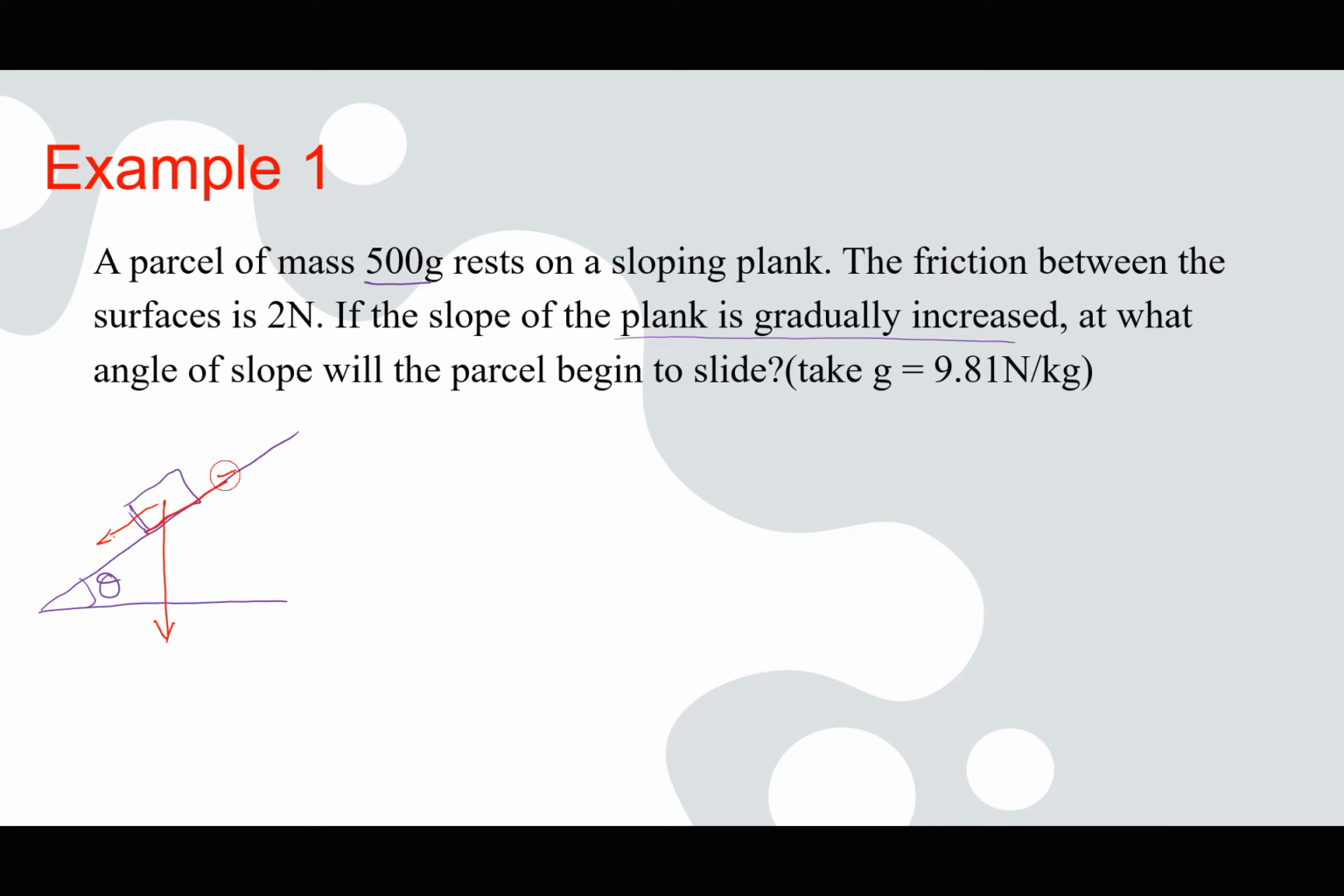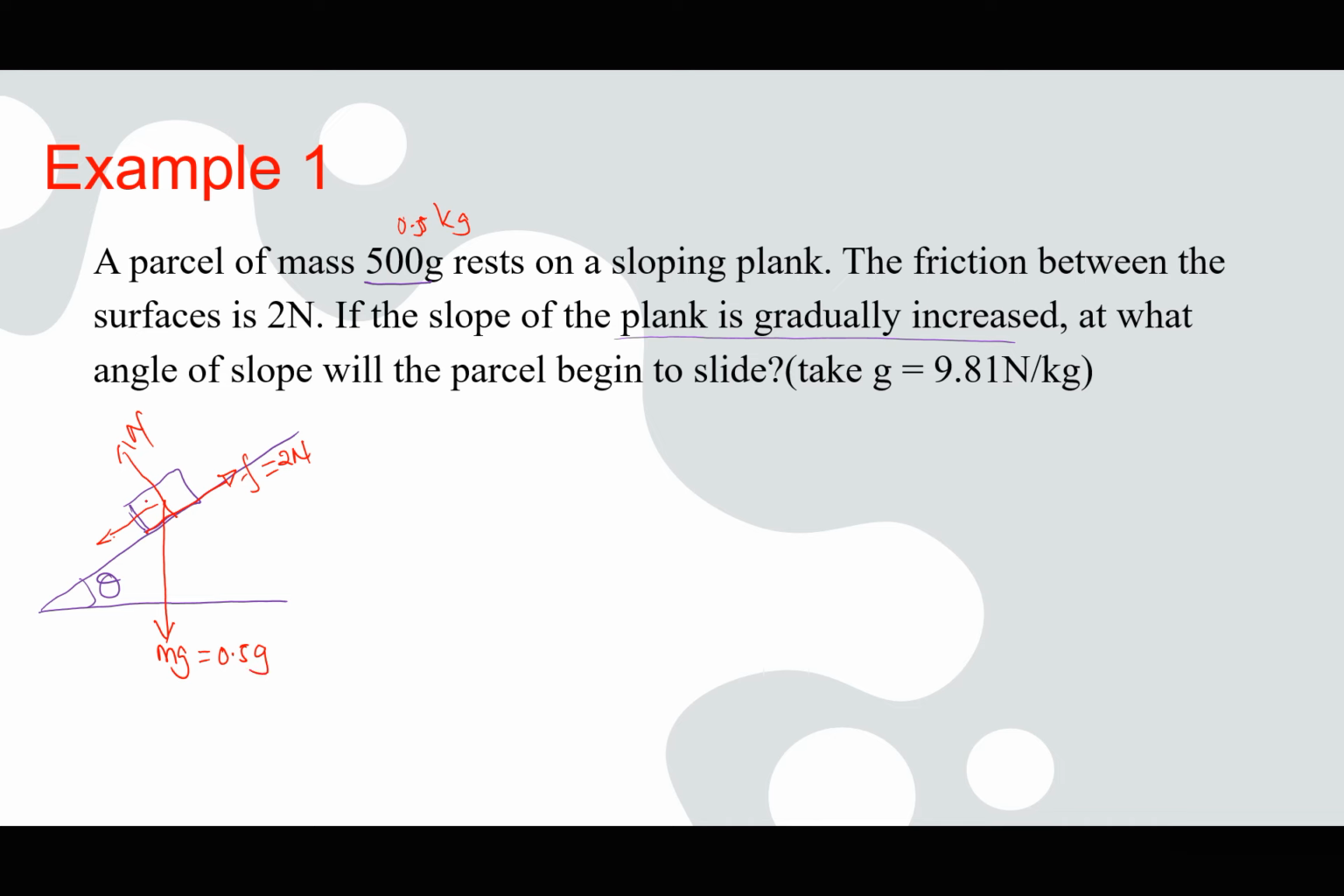So there's a force which is going to be acting on the parcel downwards, but there's a friction which acts between the parcel and the surface, which is upwards along the slope. And the frictional force is given as 2 newtons. Of course, there's a normal reaction force which acts on the parcel at 90 degrees. That is the normal reaction force. This is the weight of the parcel, which is m times g. Because the mass is 500 grams, which is 0.5 kilograms, the weight here is going to be 0.5 times the acceleration due to gravity.